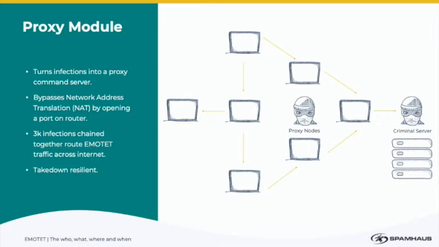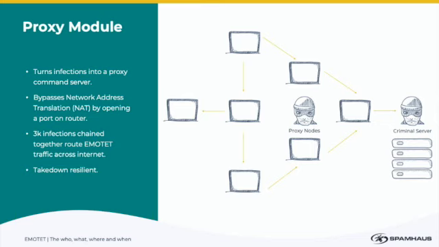And it does so even if the infection is behind a NAT: it opens a port on the router using UPnP. That's why we call it the UPnP plugin. And right now, we were able to observe that there are around 3K infections that are chained together, and it lets Emotet spread that traffic across and finally reach the main command and control server, the tier 1 command and control servers.